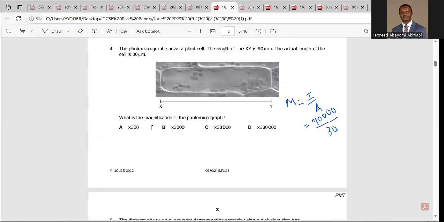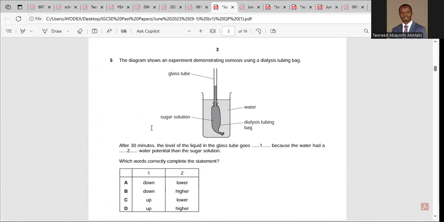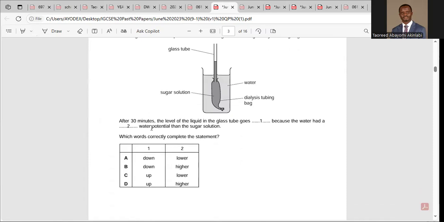Question 5. The diagram shows an experiment demonstrating osmosis using the dialysis tubing bag. After 30 minutes, the level of the liquid in the glass tube goes dash because the water had a dash water potential than the sugar solution.